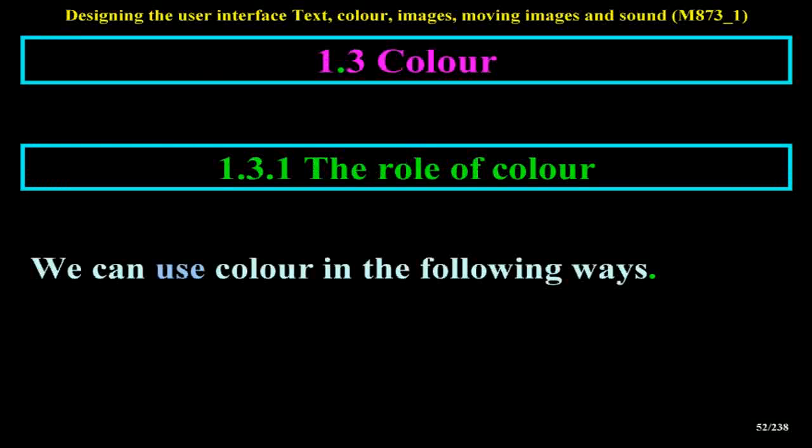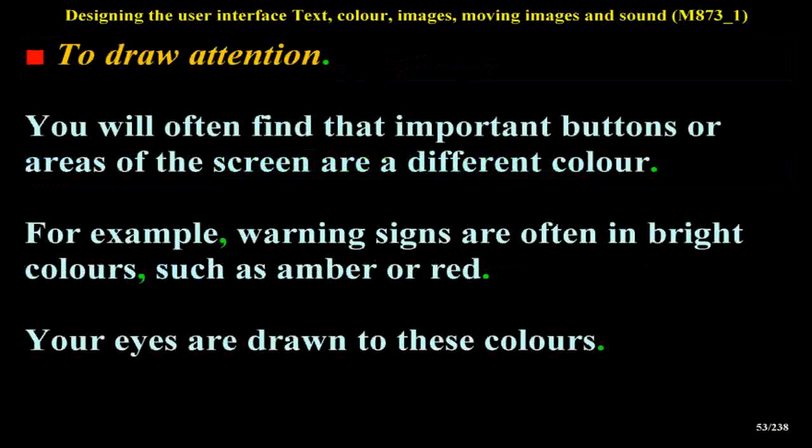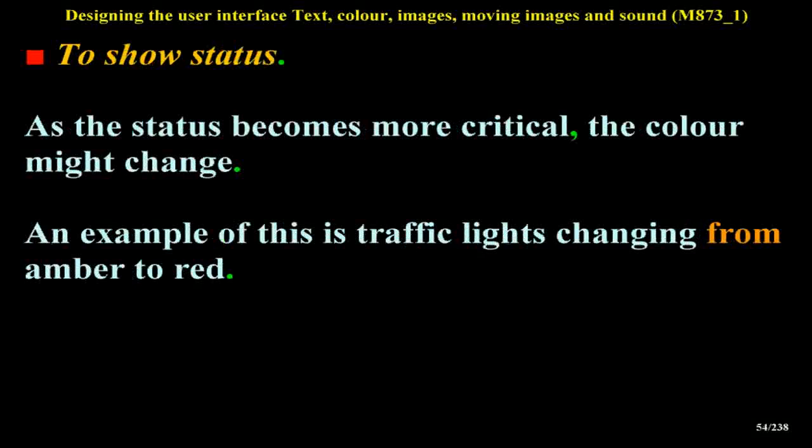1.3.1 The role of color. We can use color in the following ways. To draw attention. You will often find that important buttons or areas of the screen are a different color. For example, warning signs are often in bright colors, such as amber or red. Your eyes are drawn to these colors. To show status. As the status becomes more critical, the color might change. An example of this is traffic lights changing from amber to red.